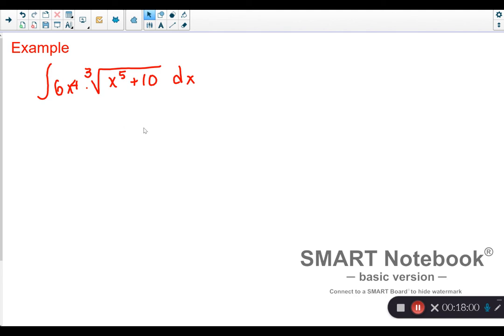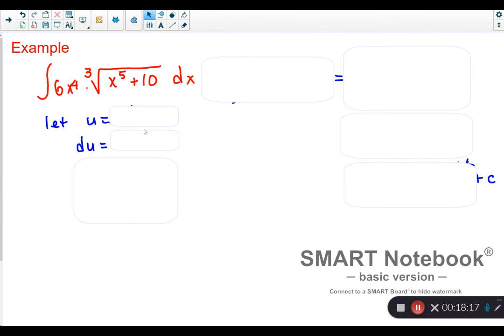Again, this is a great place to pause the video. Think about what you would select as your u variable. Try to write the entire integral in terms of u's. Take the antiderivative, and then come back and check your work. So hopefully you've done that.